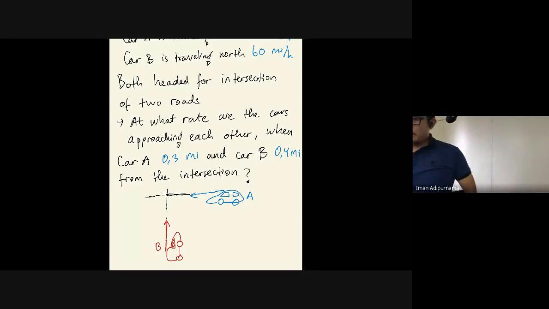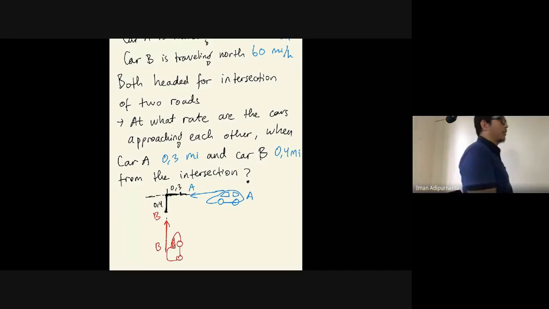And the question also mentioned that when car A is 0.3 miles from the intersection, so this is 0.3 here, and car B is from maybe here, it's 0.4. So when B is here and A is here, at what rate are the cars approaching each other?